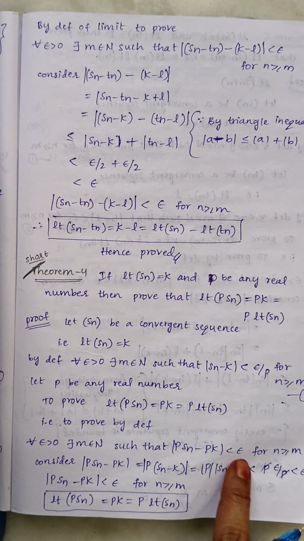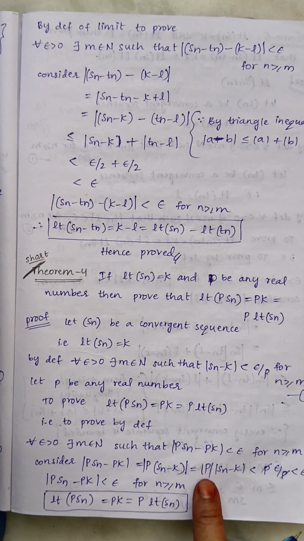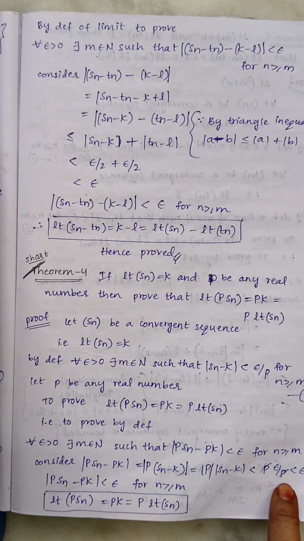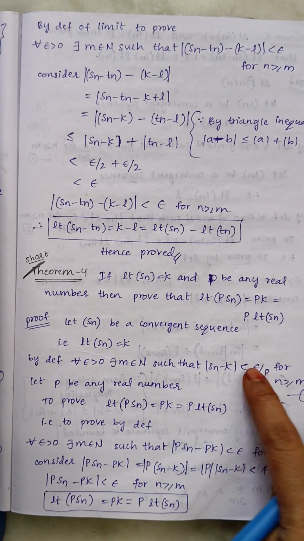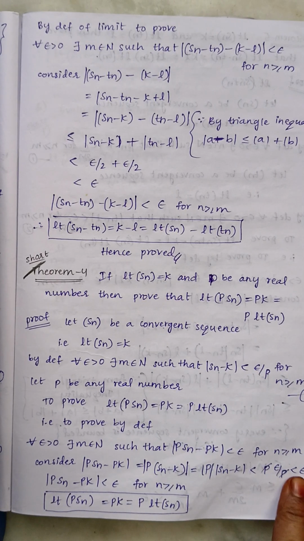But here mod Sn minus k is less than epsilon actually, but here p is multiplied, that's why we are taking epsilon divided by p here. Because when you are dividing epsilon into small parts, there is no difference between epsilon and epsilon by p. So instead of epsilon we are keeping epsilon by p, then p gets cancelled. Now we are getting epsilon.